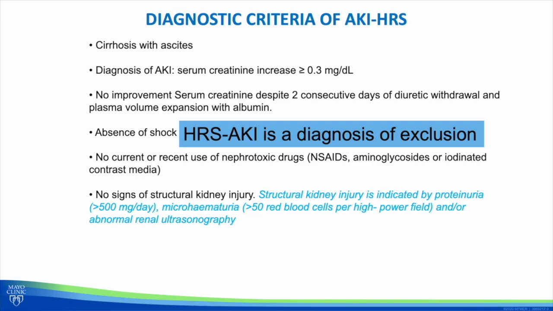No shock. Acute tubular necrosis less likely. No nephrotoxic drugs. And then you look at the urine examination. No signs of structural kidney injury. No hematuria, no proteinuria. You rarely have to do an ultrasound, but the ultrasound is normal. So essentially, hepatorenal syndrome is acute kidney injury, and you've ruled out all other causes. So it's a diagnosis of exclusion.